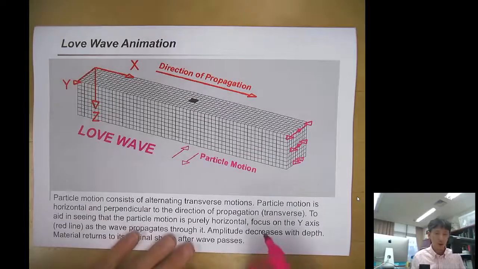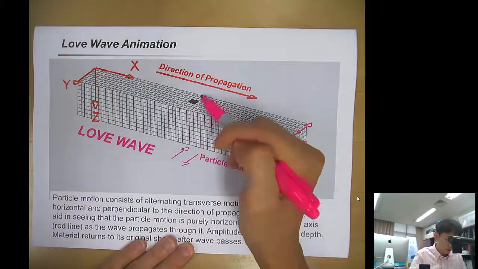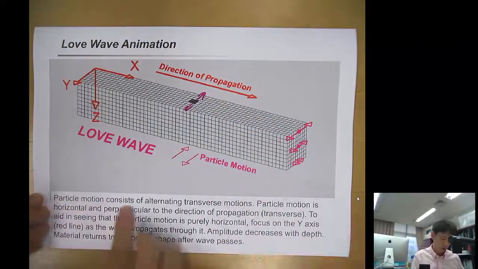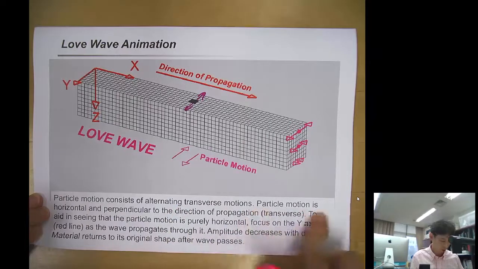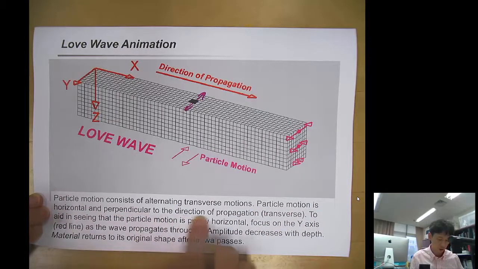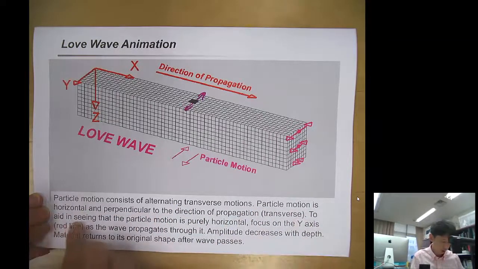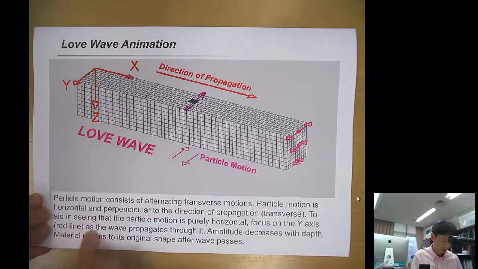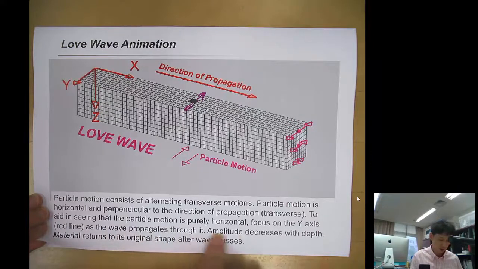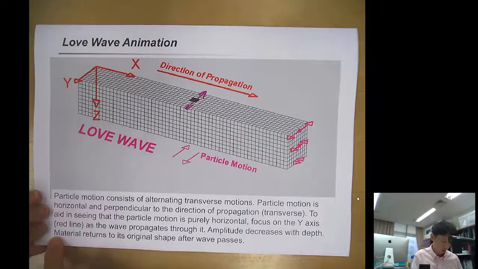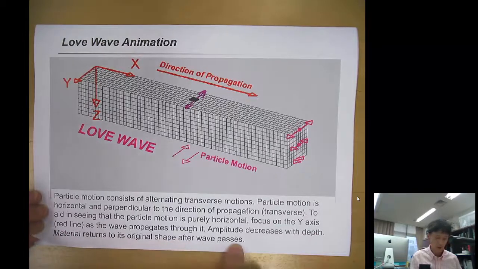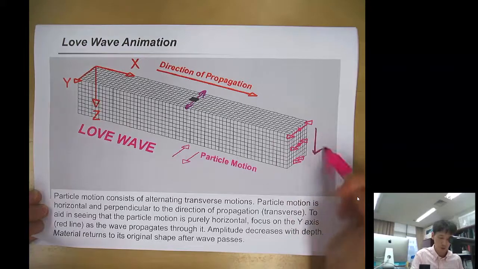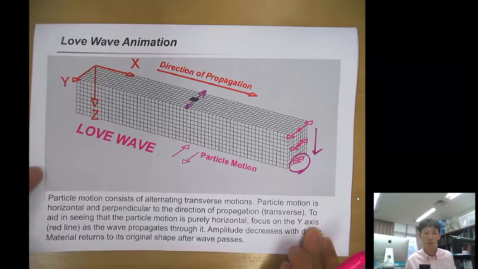And if you see the animation, the particle moves in this direction, the horizontal direction. So particle motion consists of alternating transverse motion. Particle motion is horizontal and perpendicular to the direction of propagation. To aid in seeing that the particle motion is purely horizontal, focus on the y-axis as the wave propagates through it. Amplitude decreases with depth, and material returns to its original shape after a wave passes. So at the surface, you have the largest amplitude, and as you go deeper, the amplitude decreases.